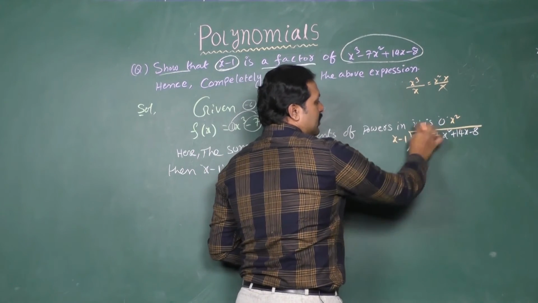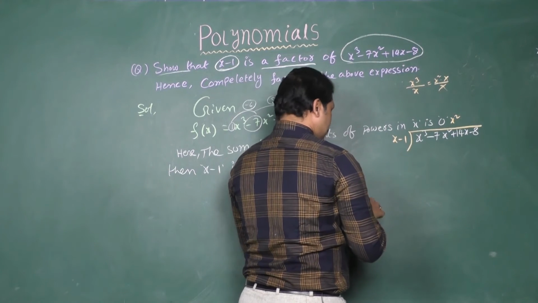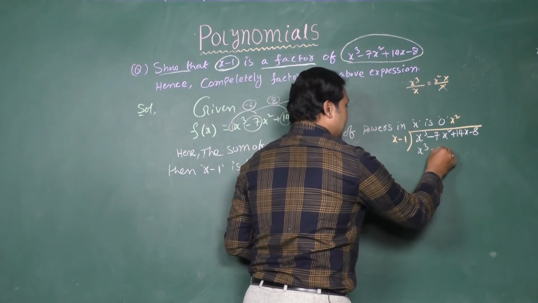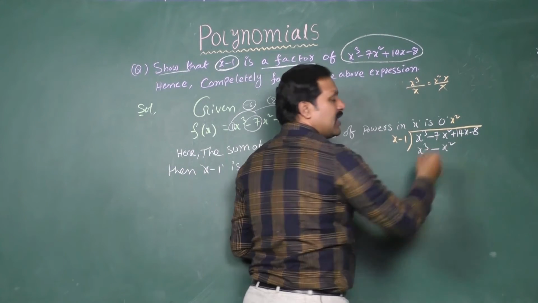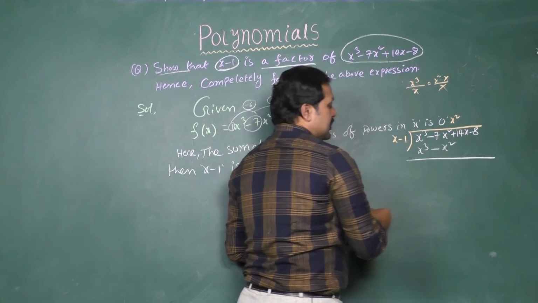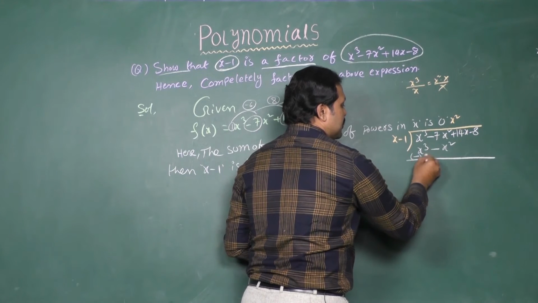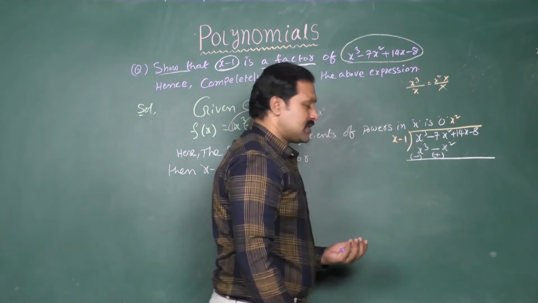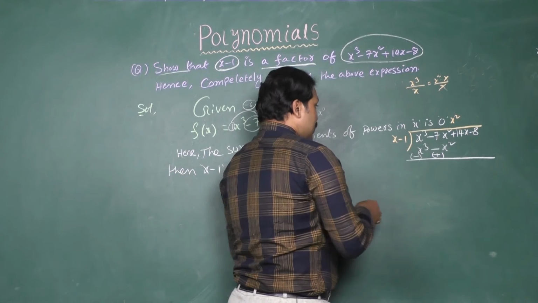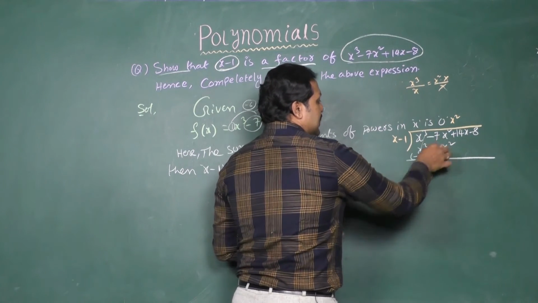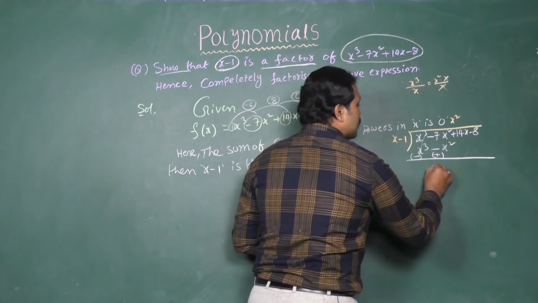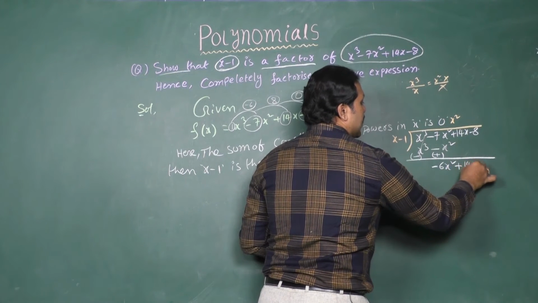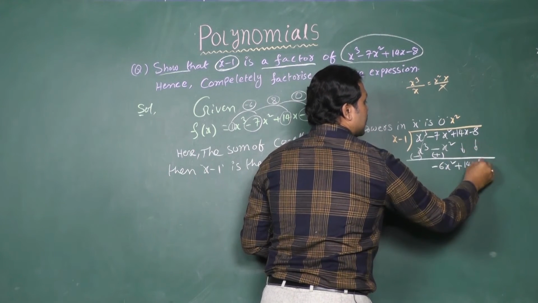So multiply here, x into x square is x cube, and minus 1 into x square is minus x square. Now subtract. So the signs are changed for the expression below. Plus becomes minus, minus becomes plus. X cube minus x cube is cancelled. Minus 7x square plus x square gives minus 6x square. And note down plus 14x as it is, and the constant as it is.